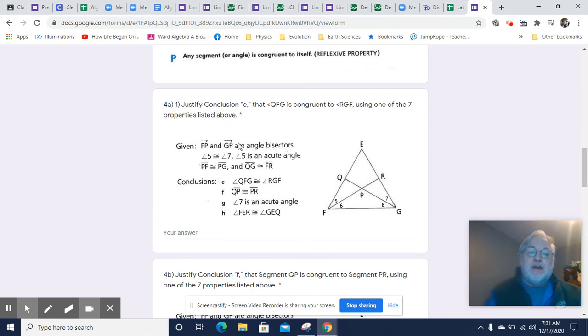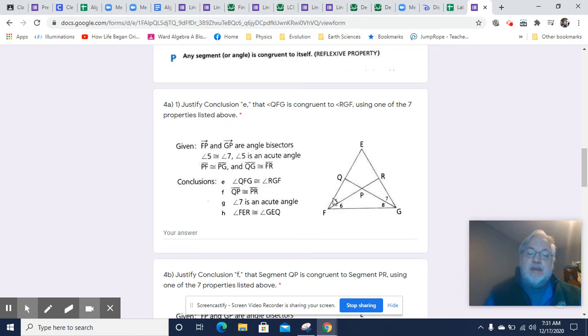So we're supposed to justify conclusion E. We've been given that FP and GP are angle bisectors. Okay, we've been given that angle 5 is congruent to angle 7 and that 5 is an acute angle. And we've been given that PF is congruent to PG and QG is congruent to FR. So we're supposed to first prove angle QFG is congruent to angle RGF.